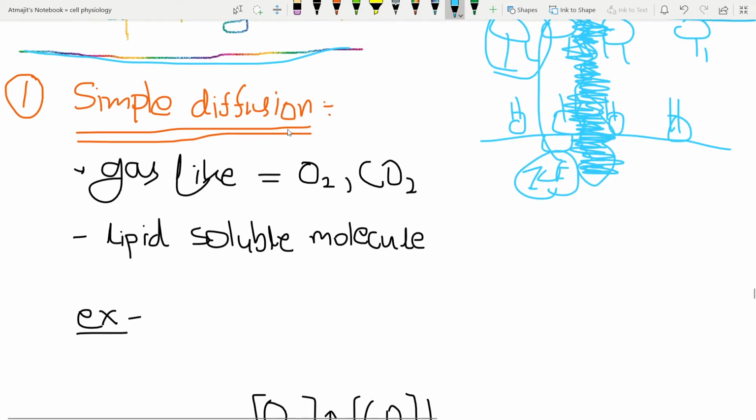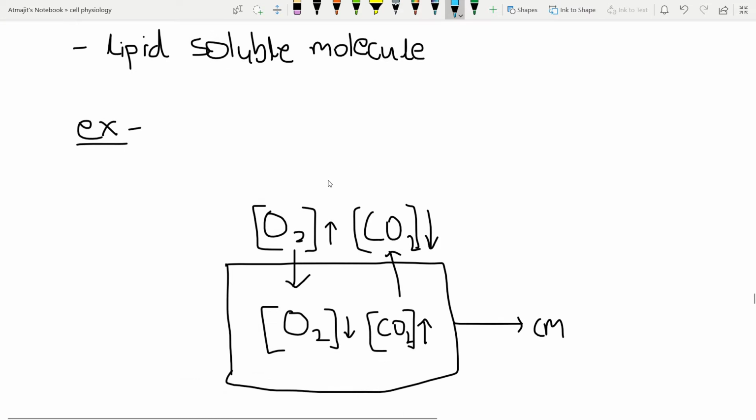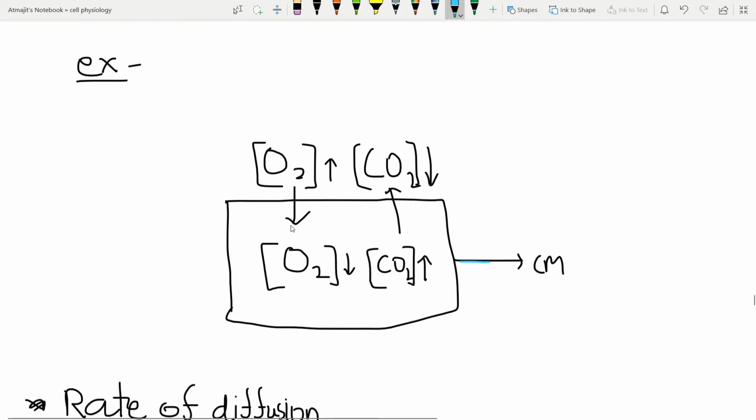At first, we will discuss simple diffusion. Simple diffusion will occur only for gases like oxygen and carbon dioxide, and for lipid soluble molecules of small molecular mass. For example, if this is the cell membrane, then the oxygen concentration inside the cell is less due to the metabolic process of the cell, but the oxygen in the blood vascular system is greater than inside the cell.